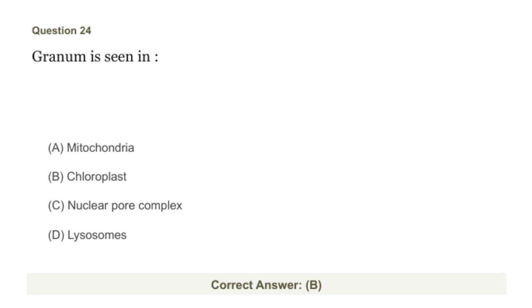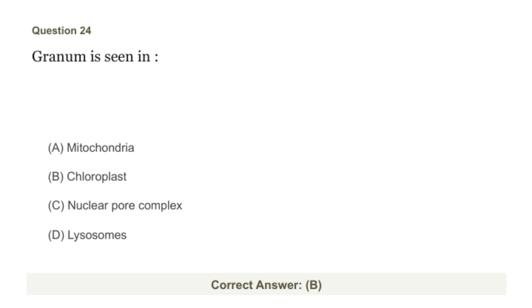Now, in this question, we're asked about where a granum can be seen. As you may recall, a granum is a stack of thylakoid membranes, which are characteristic structures found inside chloroplasts. This is a key feature of the chloroplast, playing a crucial role in the process of photosynthesis.